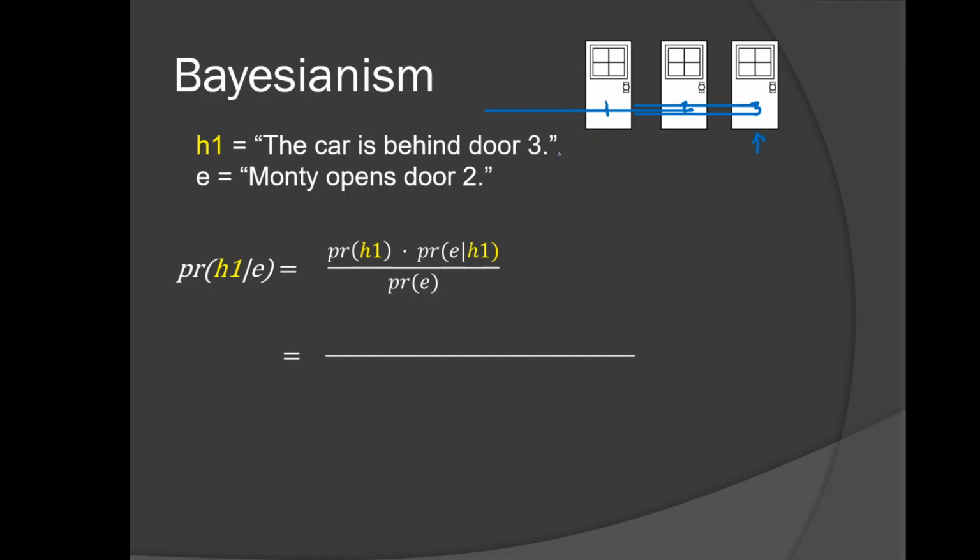So if we look at this hypothesis, the car is behind door number 3, what is the prior probability of that hypothesis prior to Monty opening any doors? Pretty intuitively, the probability is 1/3. There's a 1/3 chance that the car is behind your door. Now, what's the probability of the evidence given the hypothesis? That is to say, what's the probability that Monty will open door number 2 if the car is behind door 3? Well, if the car is behind door 3 and you chose door 3, Monty could equally open 1 or 2. So the odds are even that Monty will open door 1 or door 2, and that means that the probability of E given H1 is 1/2.